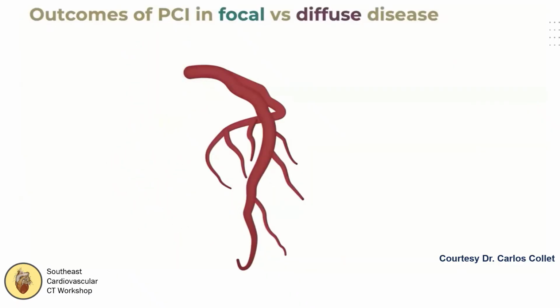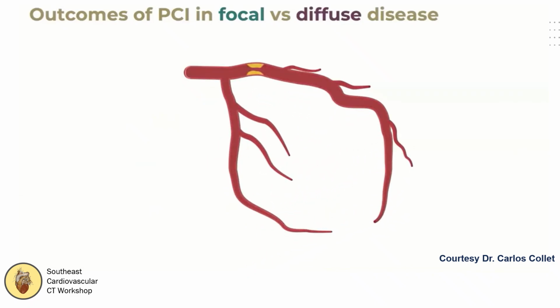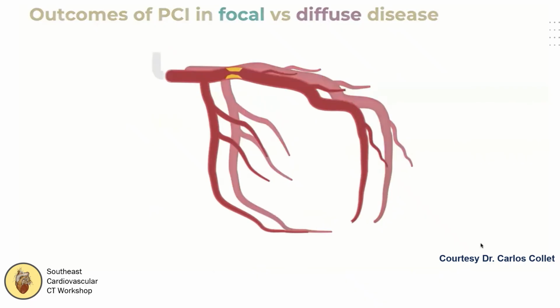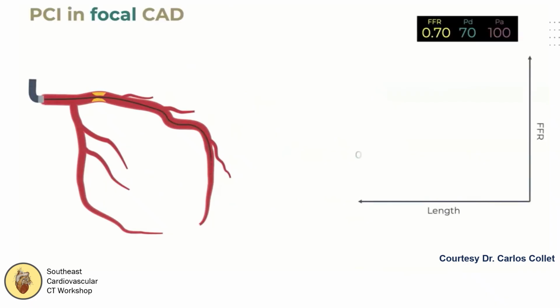And this becomes clinically important because PCI outcomes differ substantially between focal and diffuse disease patterns. So patients with focal disease, as we can see here, experience much greater symptomatic improvement after PCI compared to patients who have diffuse atherosclerosis. And we're going to understand this with this animation here.